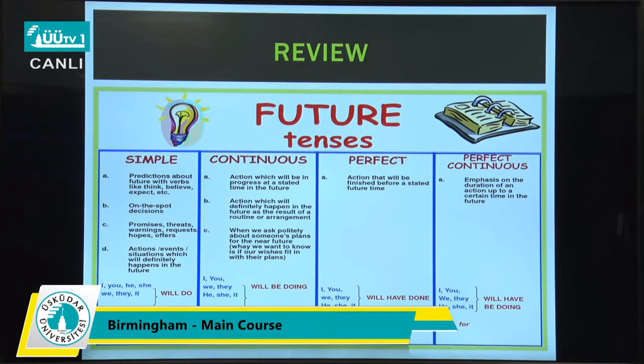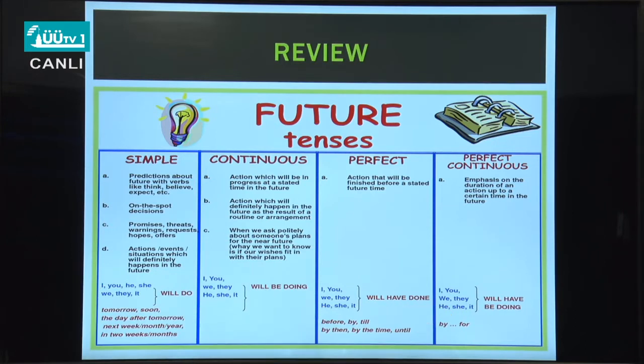And item D is the useful way of using will, which is actions, events, and situations which will definitely happen in the future. We are sure that it will happen in future. For example, I will do something tomorrow. I will do my homework soon. But you will do it. You will definitely do it in future.